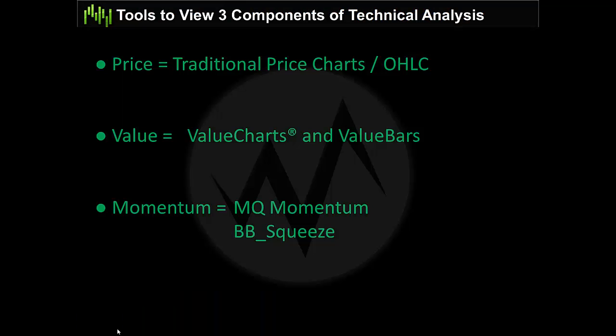All right, so again, the 3 components of technical analysis: open, high, low, close bar charts. That's what we're going to look at price with. Value, we're going to look at with the value charts and by extension our value bars system. I primarily use value bars. And for momentum, we're going to use this MQ momentum indicator. Very simple. And I also use this TradeStation squeeze indicator. I know Trade the Markets also has a version of it. This is a simple one that we use in the live trading room.